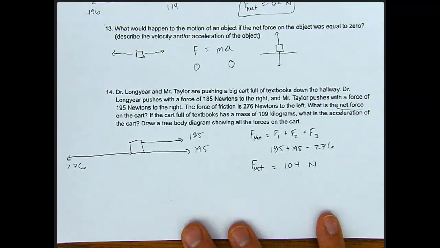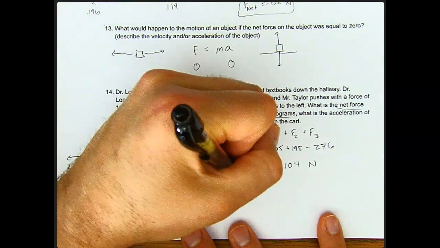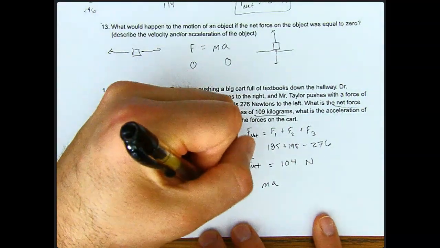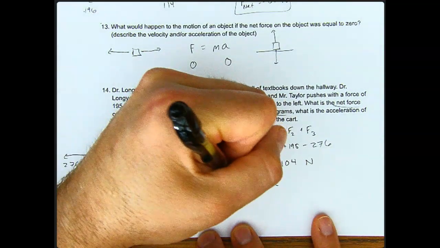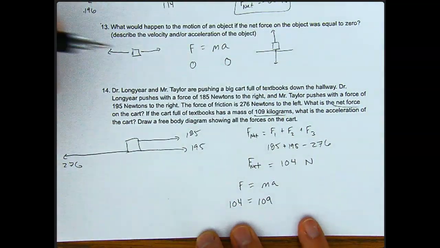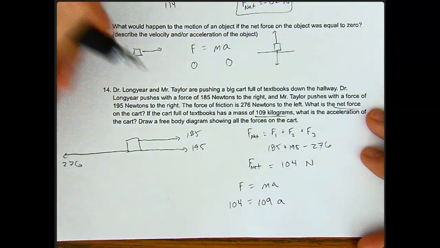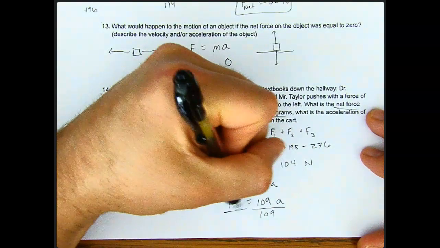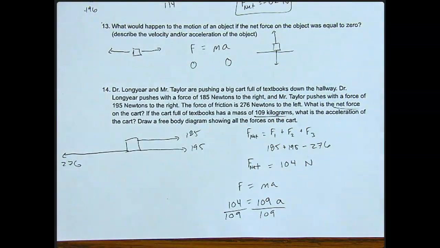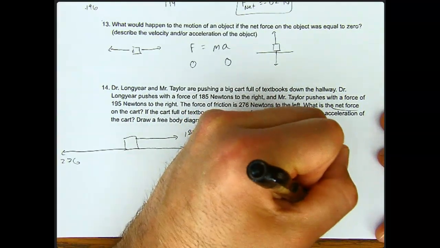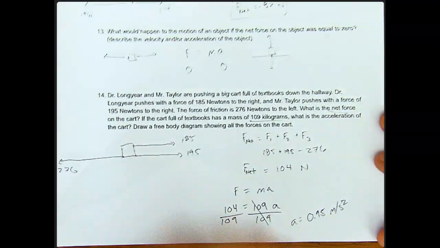Now, what's my acceleration? Well, I need to know the mass, but that's given to us. We have 109 kilograms. So using this rule of force is mass times acceleration, I can plug in my force of 104, I can plug in my mass of 109, and I have my acceleration. Just like we did before, I can divide both sides by the mass, 109, and I'll get my acceleration. My acceleration is going to be 0.95 meters per second squared.